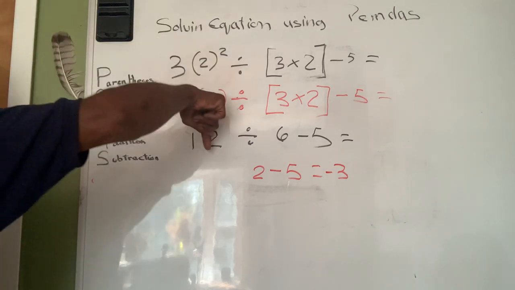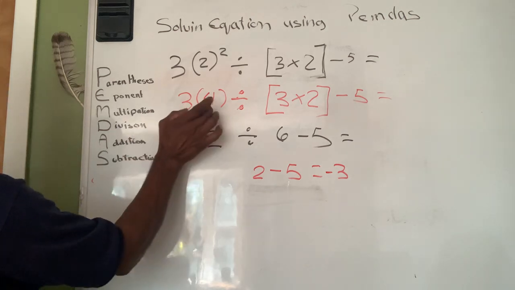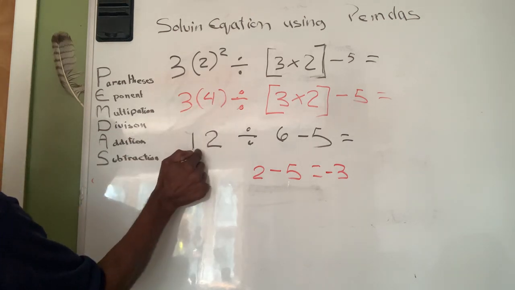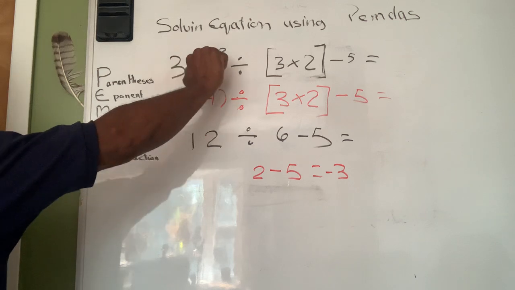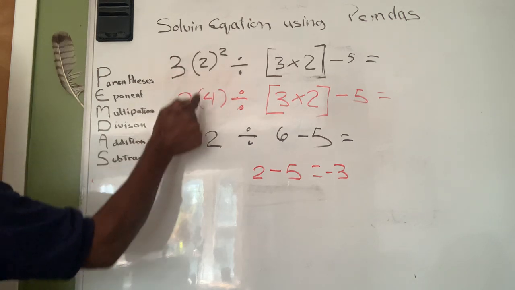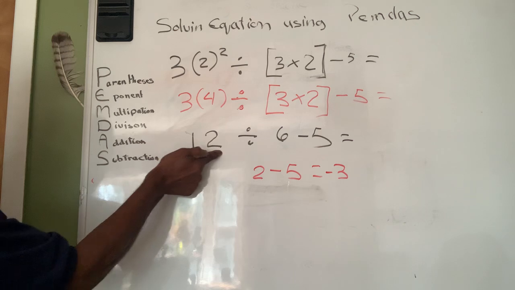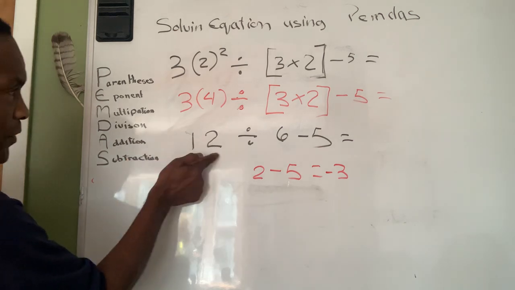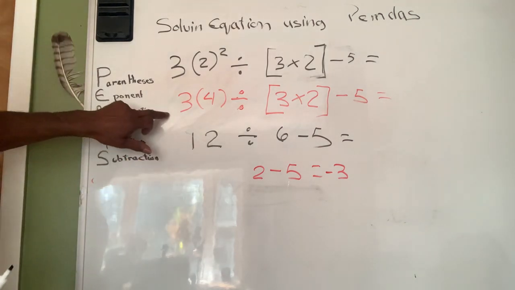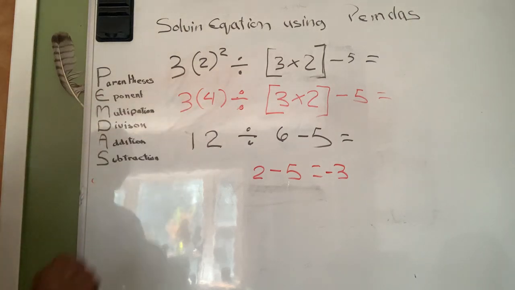So that's why we come down here, and then we get rid of the brackets. So we have already worked out our exponent and our brackets. So here we have your true number, the coefficient is 12. 3 times 4 is 12.